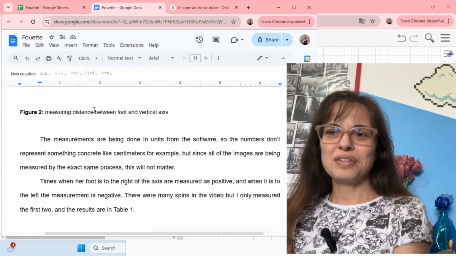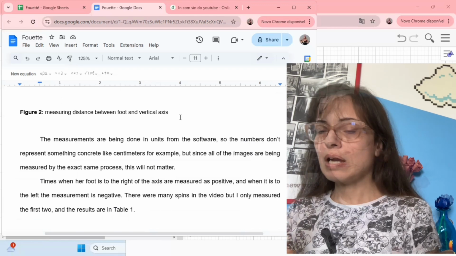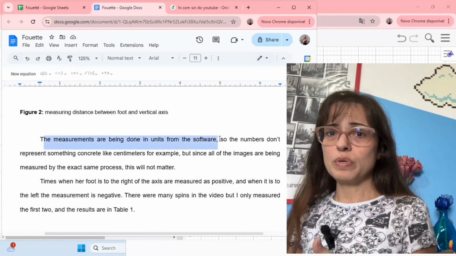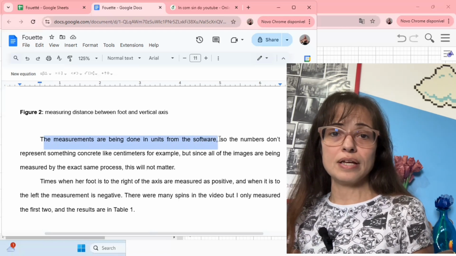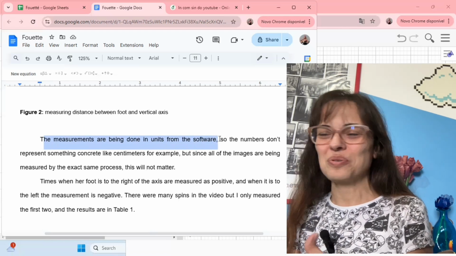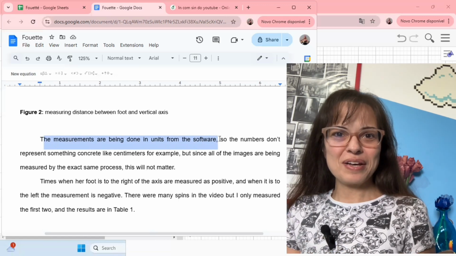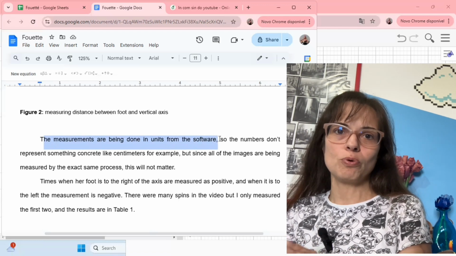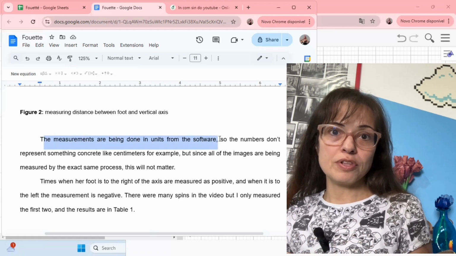Oh, I forgot to put the figure too. I put the title of the figure and I forgot to put the figure. I'll add that in later. This can be interesting as well. I haven't mentioned before, but the measurements are being done in units from the software. It's not like centimeters or inches or whatever it is. I am just writing this sentence to clarify that I know this and that it's not going to matter anyway because all the photos are measured in the same way. So what I'm doing is comparing them with each other.